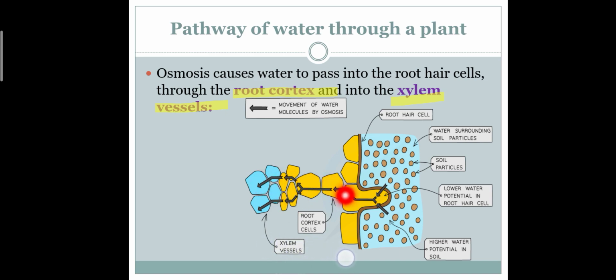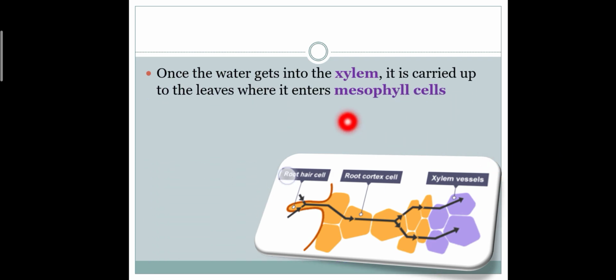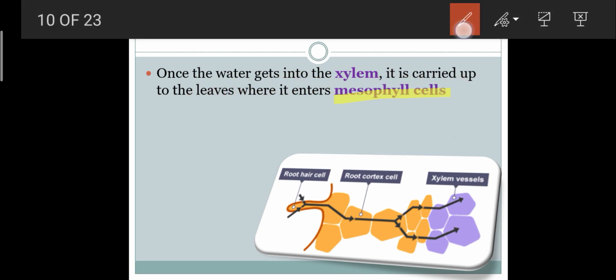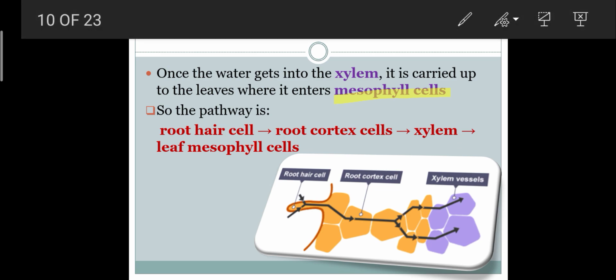So we can see that osmosis is causing water to pass into the root hair cells, through the root cortex cells, into the xylem vessels. Once the water gets into the xylem, it is carried up to the leaves where it enters the mesophyll cells. So the pathway of water is from root hair cells to the root cortex cells to xylem and then leaf mesophyll cells.